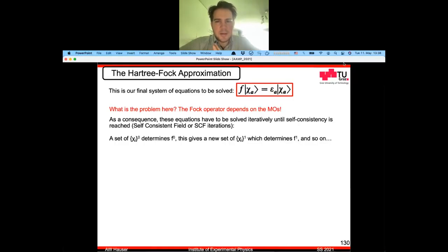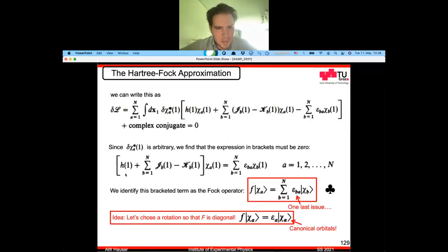It is that the Fock operator itself depends on the actual solution of this set of eigen equations. Why? Because when looking at the Fock operator, this is the Fock operator as we have derived it. We have these Coulomb and exchange terms, and they denote the B equal 1 to n. So these are all the other orbitals.